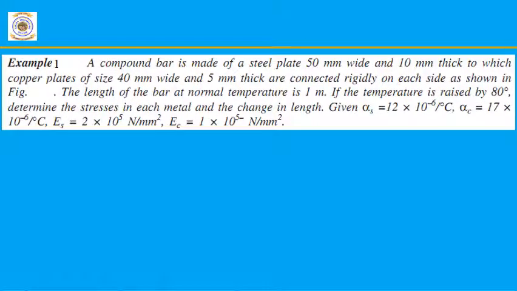Now let us solve a problem on compound bars subjected to temperatures. A compound bar is made of a steel plate 50 mm wide, 10 mm thick, to which copper plates of size 40 mm wide and 5 mm thick are connected rigidly on each side as shown in the figure.